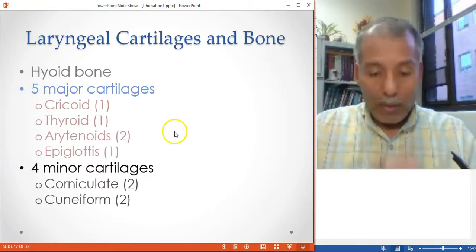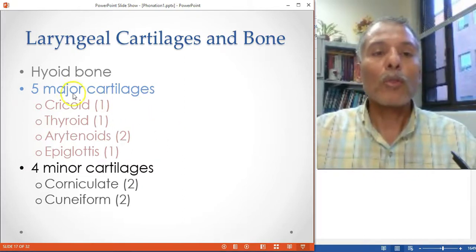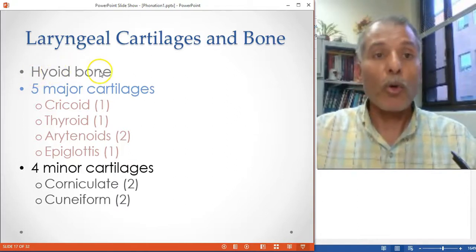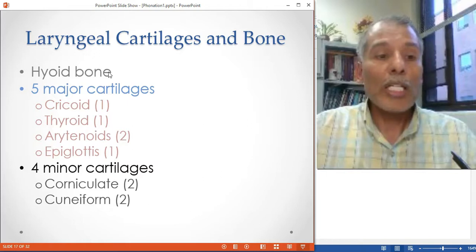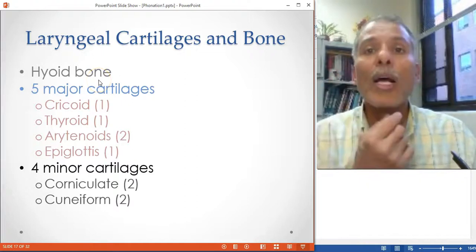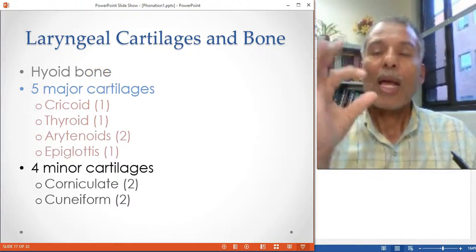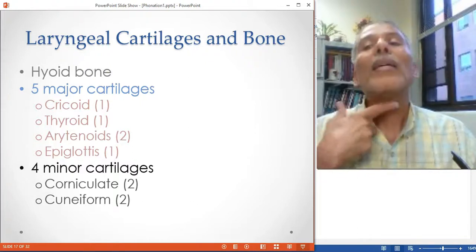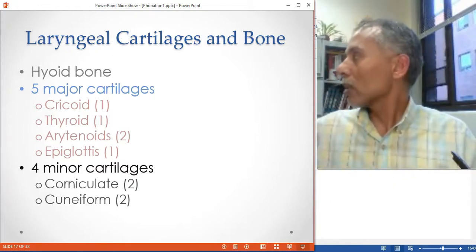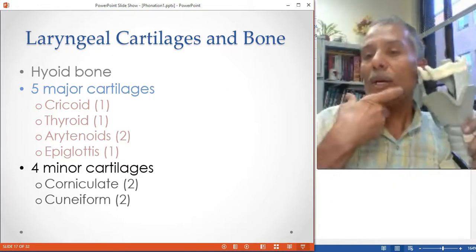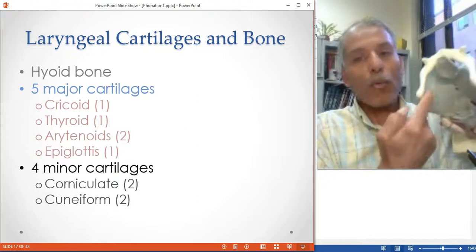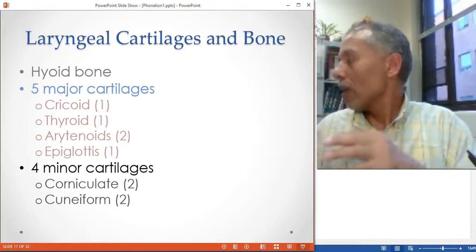So the cartilages include 5 major ones. And of course, in addition, we discussed the hyoid bone. That's the only bone, and that bone is not connected to any other bone in the body. It's about the size of a quarter, but it is shaped like a C, and the front of the C faces forward, and in back it is open like a U shape or a C shape.